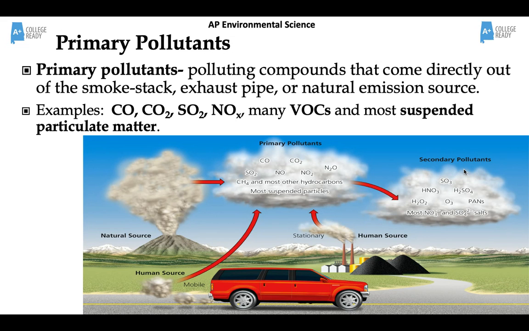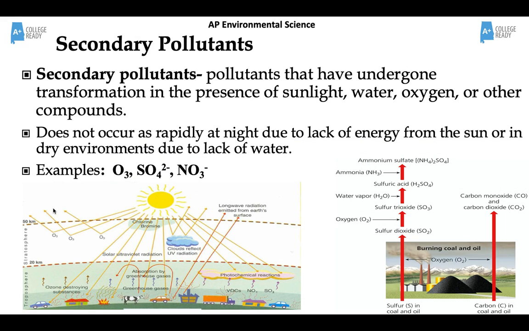So primary pollutants and secondary pollutants. Primary pollutants come directly out of a smokestack, exhaust pipe, or natural emission source. So this is going to be things like what comes out of your car's tailpipe, what comes out of smokestacks at large industries, what comes out of a volcano, things like that, straight from the source. Honestly, it's easy to think about this like primary and secondary sources in an English class or a journalism class. Meanwhile, secondary pollutants have undergone transformations in the presence of sunlight, water, oxygen, or other compounds. So, secondary, right? It's just not straight from the source. It's undergone a transformation somehow.